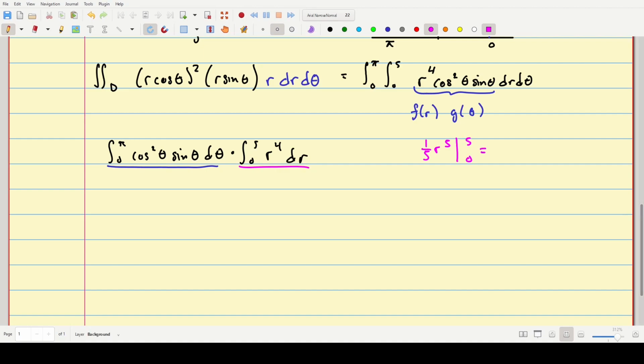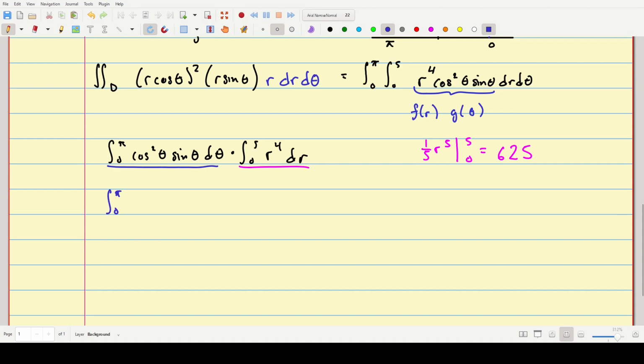Increase the power by 1, divide by the new power. What's 5 to the 5th power? And divide by 5, right? You just get 5 to the 4th power. Okay, so that's the first one.